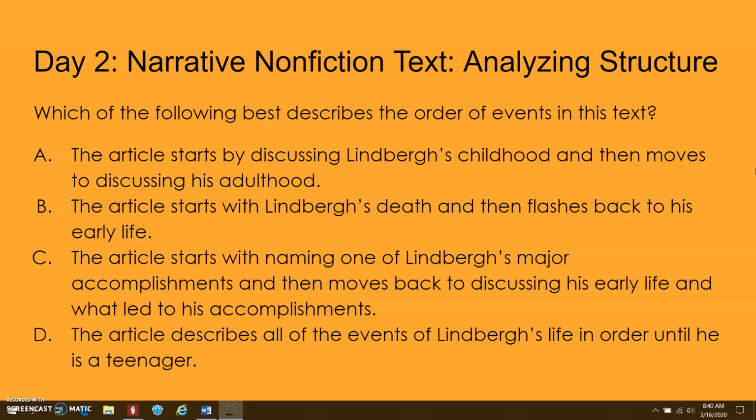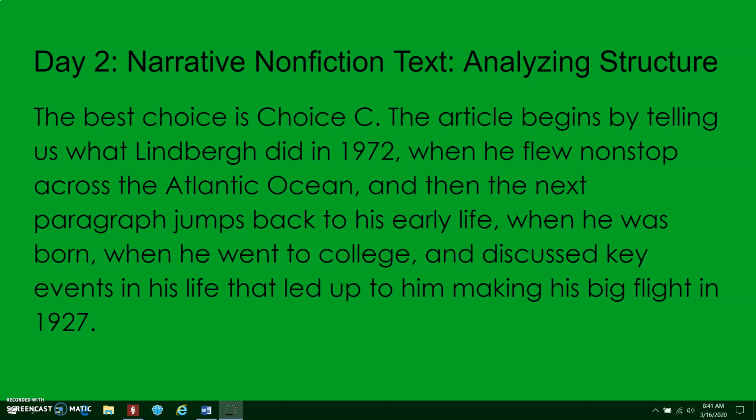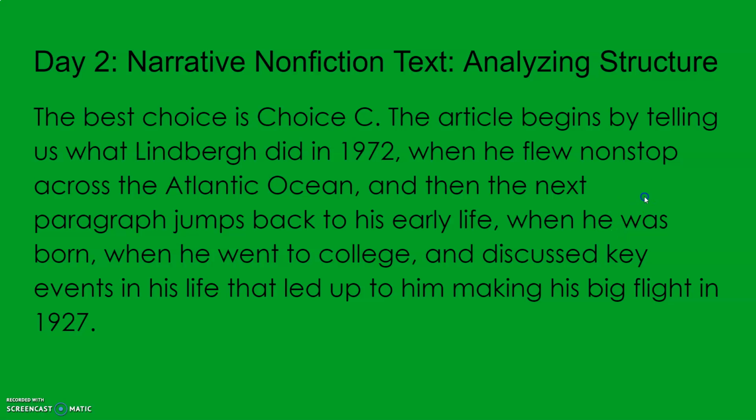Give you a few moments to think about that. The best choice is C. The article begins by telling us what Lindbergh did when he flew nonstop across the Atlantic Ocean, and then the next paragraph jumps back to his early life when he was born, when he went to college, and discussed key events in his life that led up to him making his big flight in 1927. So give yourself a pat on the back if you picked choice C.